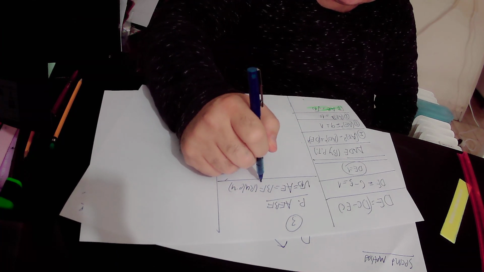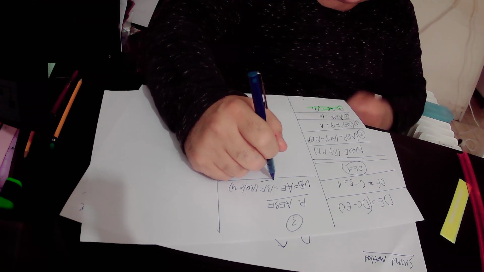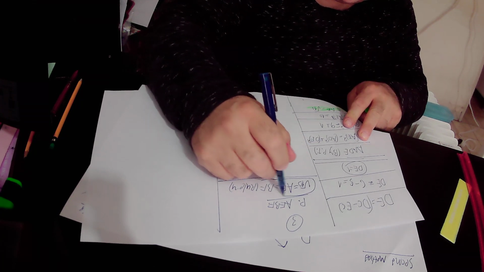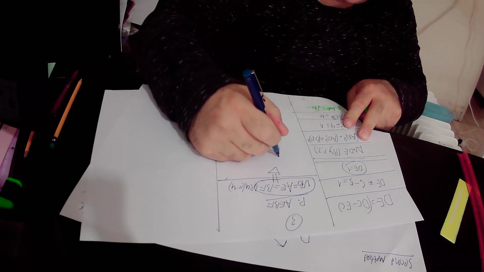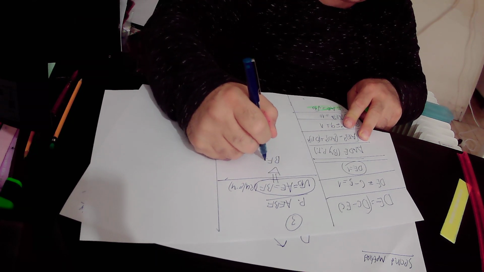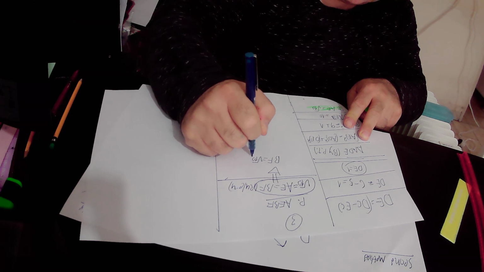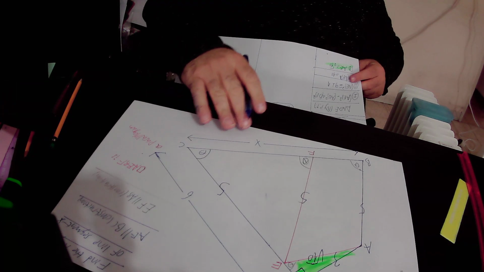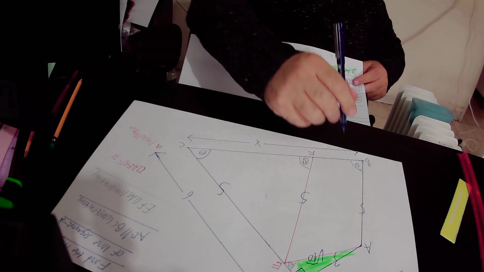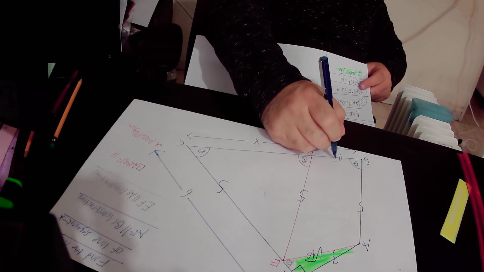And from this equation, BF equals AE equals the square root of 10 units, we conclude that BF is also equal to the square root of 10 units. Here BF equals the square root of 10 units.